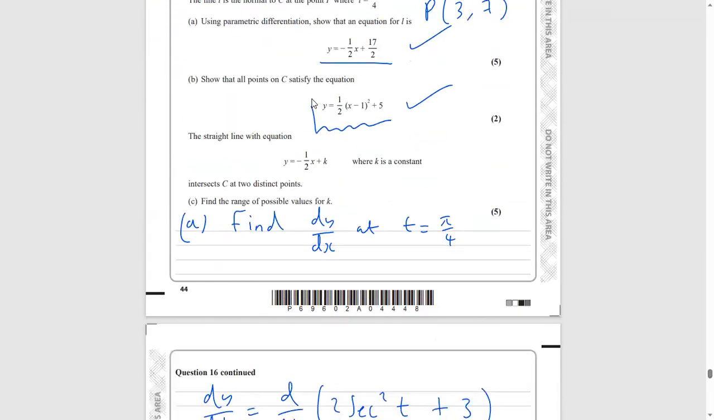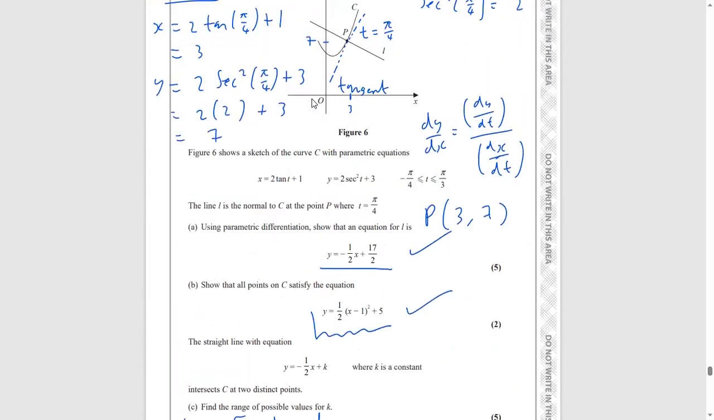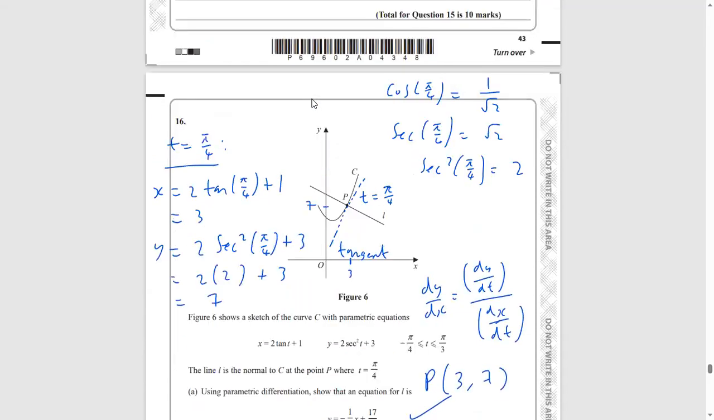Okay, so then the next part: the straight line with the equation y equals negative a half x plus k, where k is a constant, intersects at 2 distinct points on the curve C. Find the range of k values. Okay, right, so we've got this line with a gradient negative half. So actually a line which has the same gradient as this normal line here, so parallel to this normal line here.